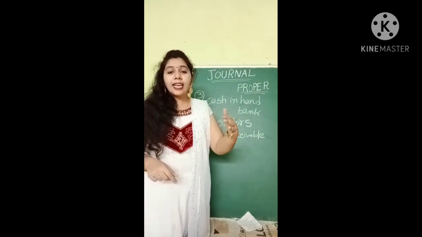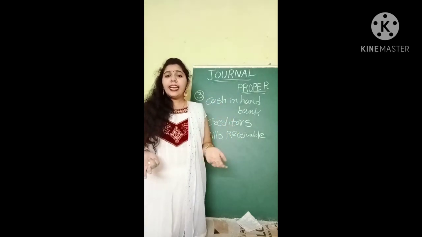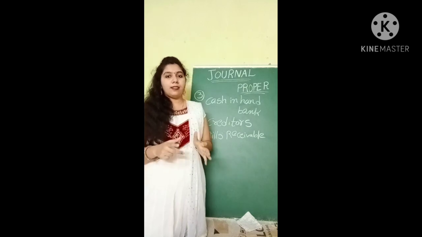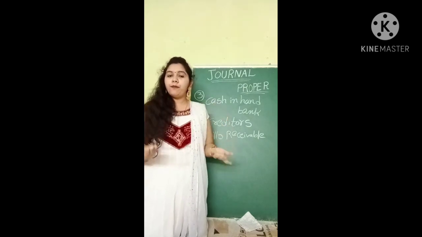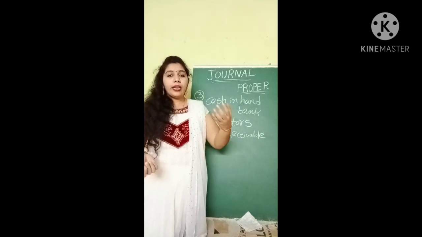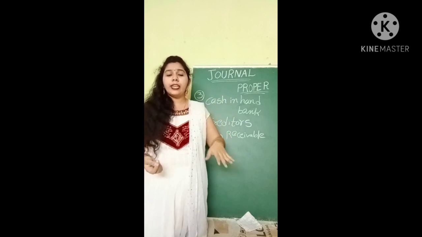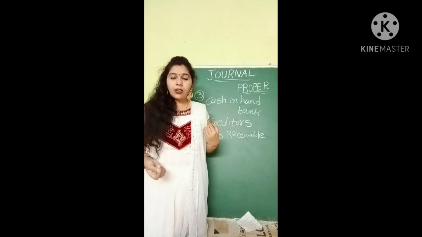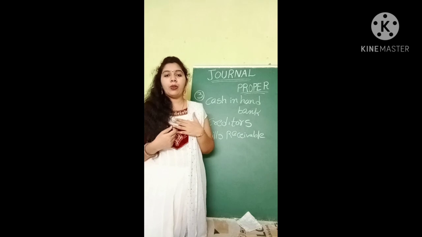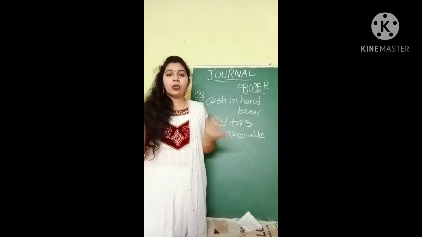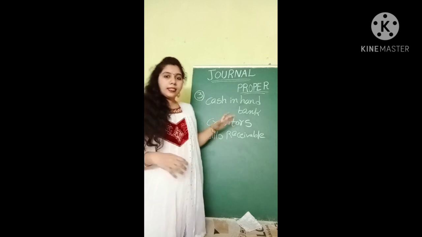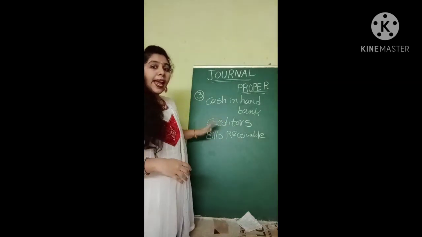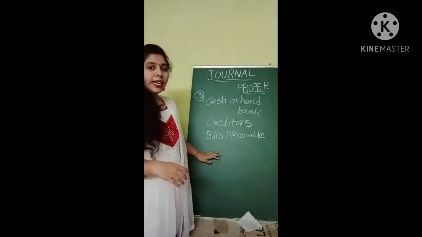We didn't take any type of bill from X. So we have given goods without any surety. If he gives the amount, we get the amount. Otherwise, there is no surety, no money. So that is the difference between creditor and bills receivable. And next one.